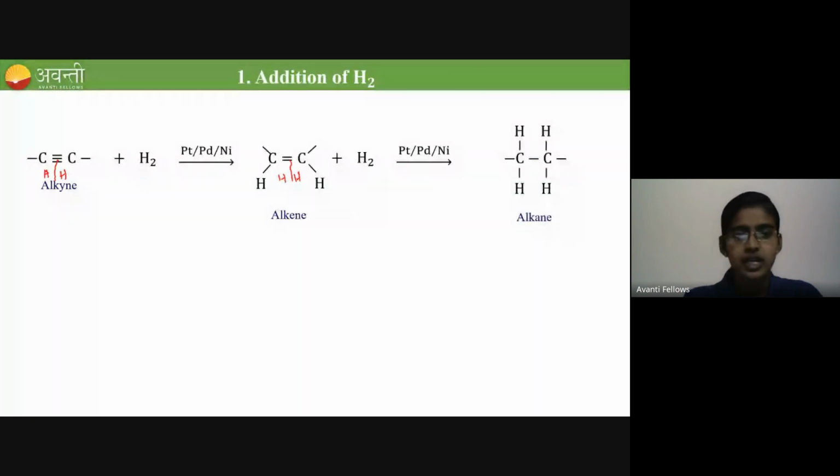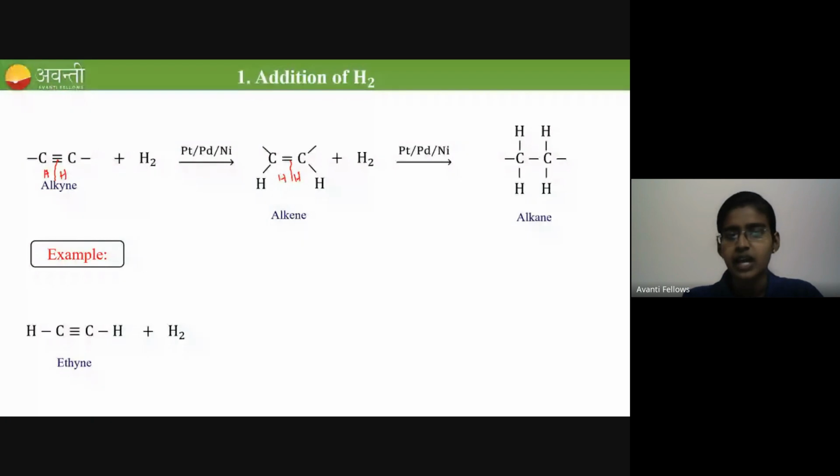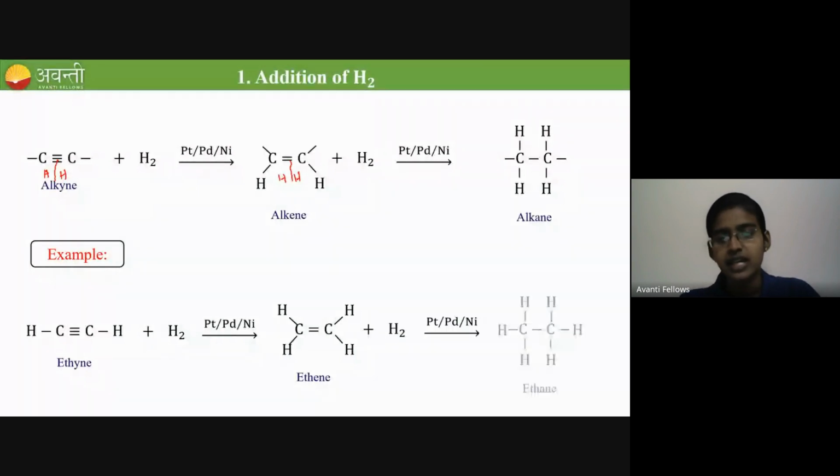Okay. So let us see one example also with the same concept. It is very, very easy. So I'm taking ethyne, I'm adding hydrogen, and I'm getting ethene. To this ethene, add one more mole of hydrogen and get ethane. Okay. So that is about the addition of hydrogen. Very simple and easy. So we will move on to the second reaction, that is the addition of halogens. I hope there is no doubt so far from the first reaction. Am I right? If you're having any doubt, just let me know in the chat box, okay?